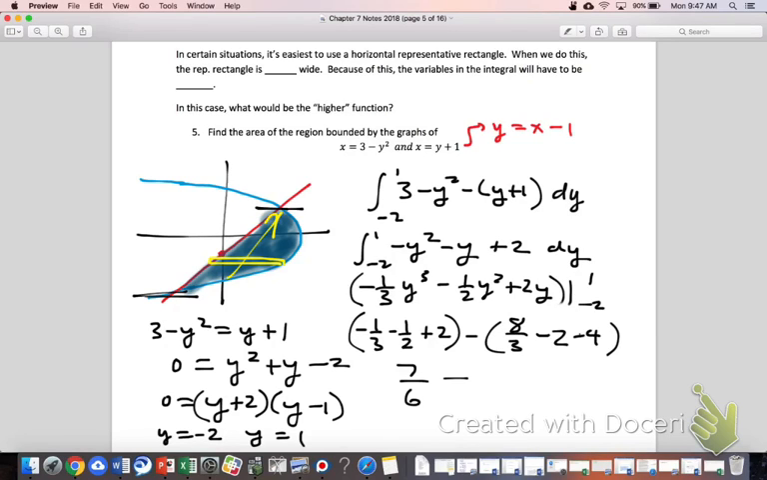So 16/6 minus 12/6 is 4/6, minus 24/6. It's negative 20/6. So minus negative 20 over 6. That's really plus. So I got 27/6.